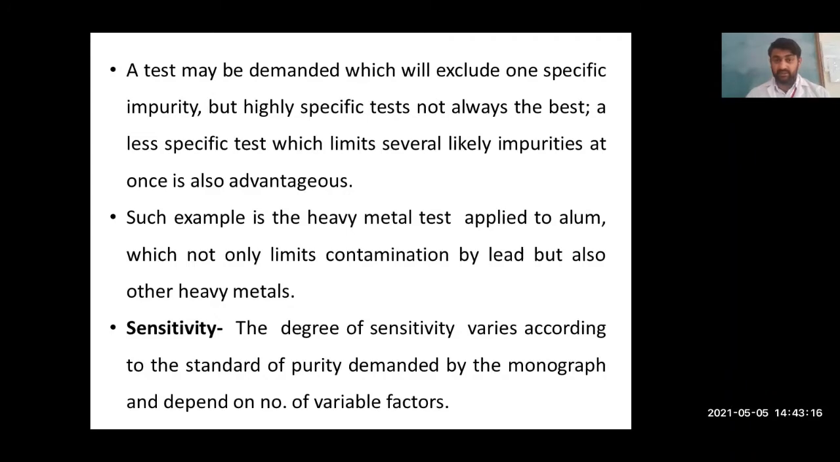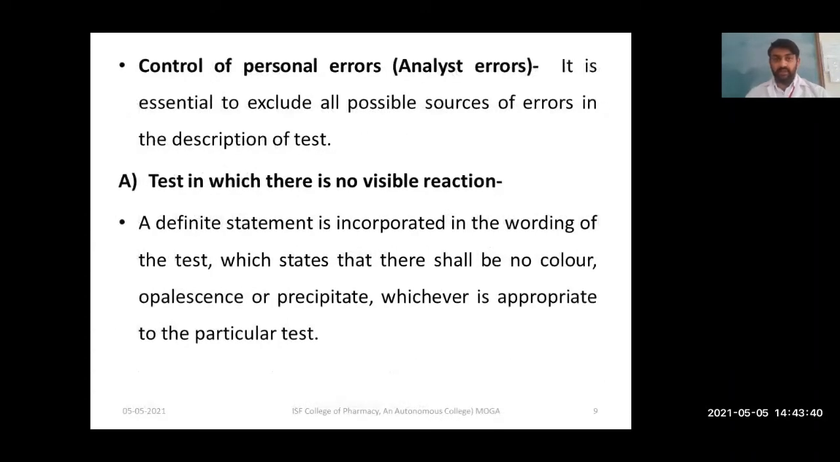Such an example is the heavy metal test that can be applied to alum, which not only limits the contamination by lead but also other heavy metals. Next is the sensitivity of the test. The degree of sensitivity varies according to the standard purity demanded by the monograph and depends upon variable factors. Next, control of the personal errors.